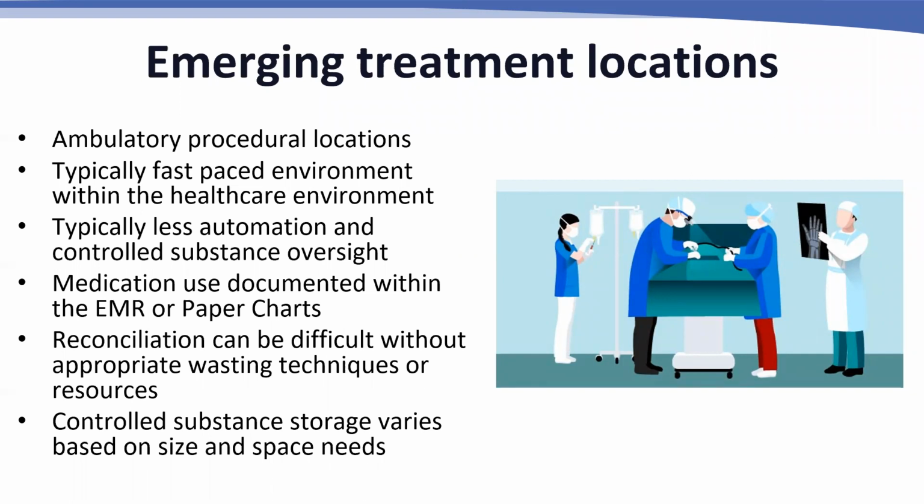We know that reconciliation can be really difficult. If we don't have really good waste techniques, someone can't just walk out to an Omnicell, or maybe there's not a ton of automated dispensing cabinets or Pyxis or whatever brand you want to refer to. And so how are they reconciling that waste in a timely manner? And how are we making sure that they're reconciling that waste?